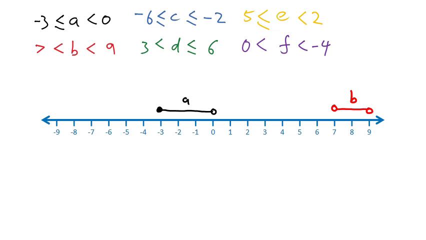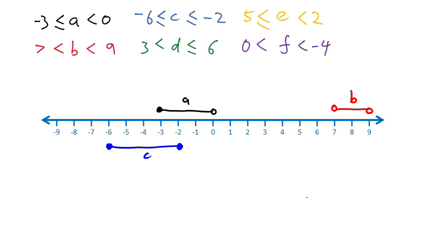Let's try C. C starts at -2. We're going to do it underneath so it looks nice and neat. I've got a solid circle at -2 and a solid circle at -6. And I join them up and I call that C.